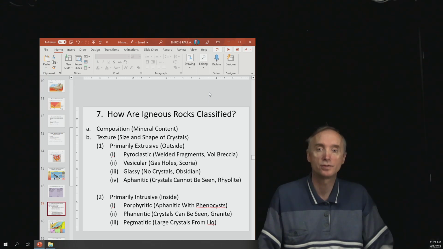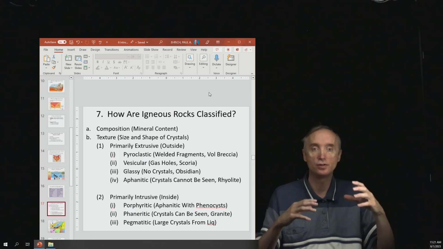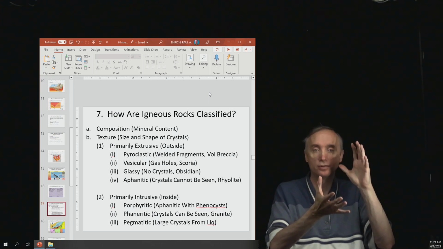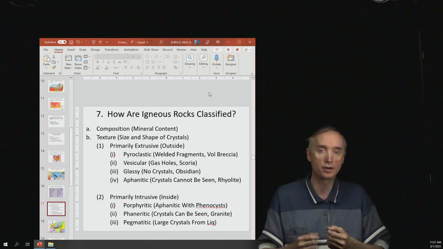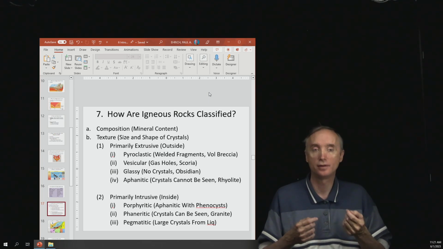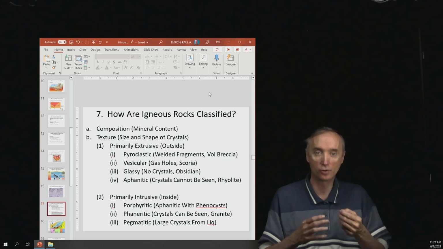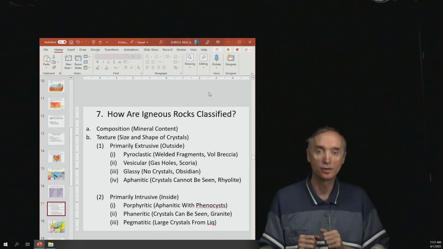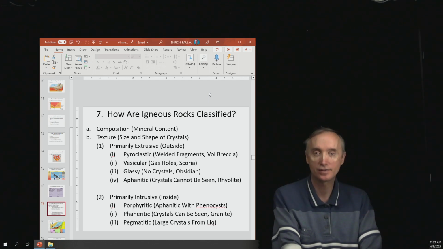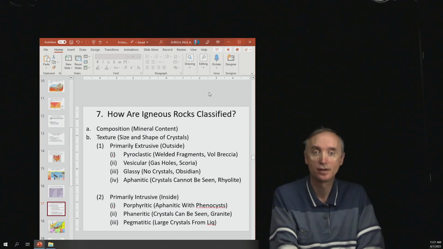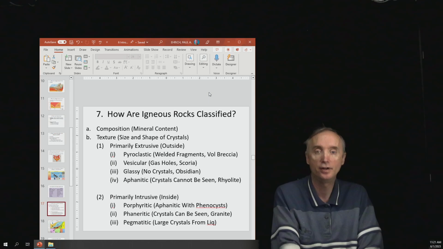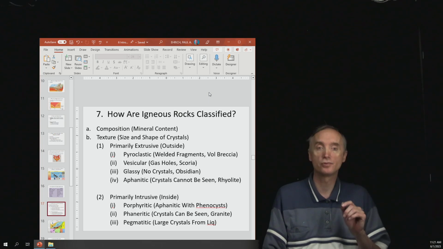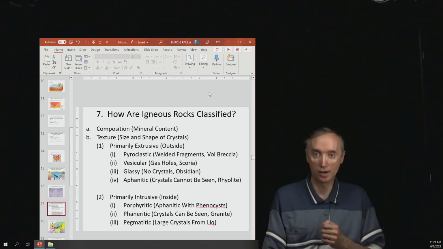Pyroclastic means that it's going to be materials that are flying through the air. So these could be actual chunks of rock and fragments of rock. Vesicular means that it's got holes in it, and those holes are formed by gas escaping from the magma. Then you have glassy. Glassy means it's made of glass, and it has no crystals because it cooled off so rapidly. Then you have aphanitic, which means that the crystals are there, it's just that you can't see them. The crystals are so small that you can't see them. An example of this is rhyolite.